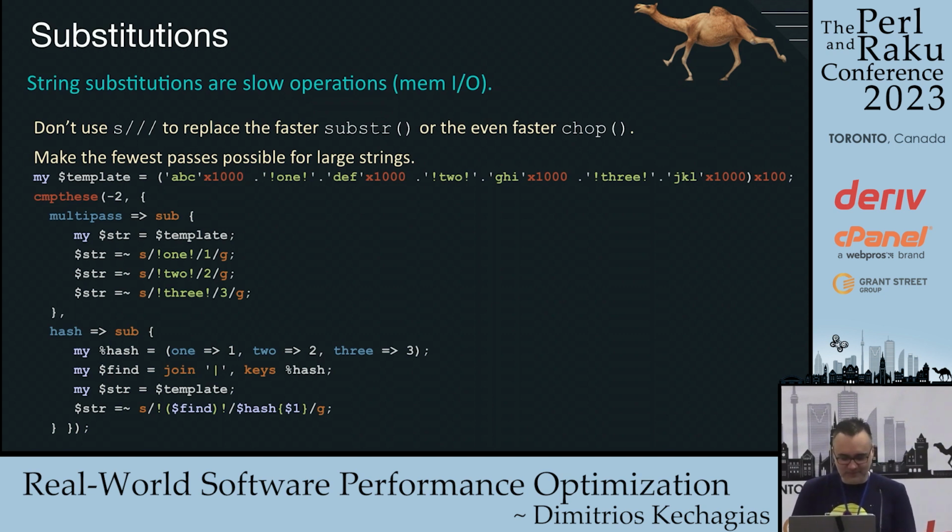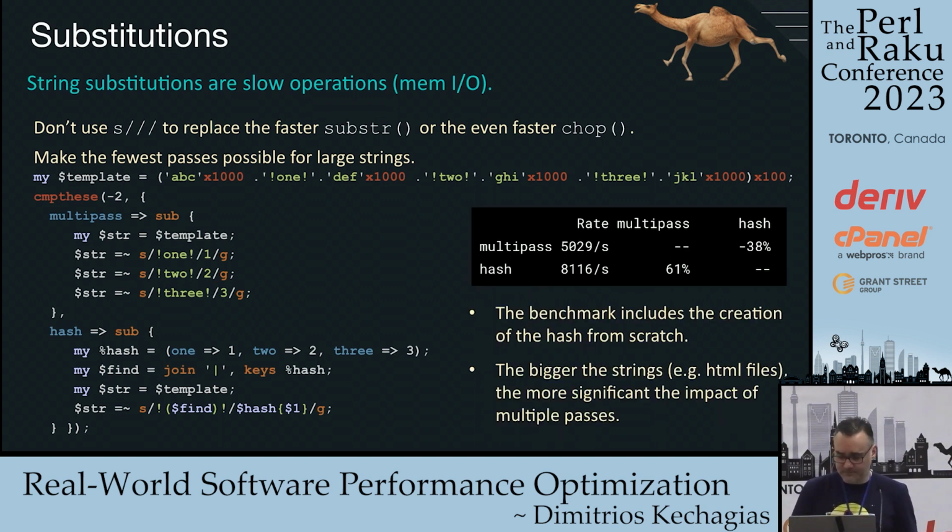So I'm trying to replace 3 placeholders with either 3 passes or create a hash, and then I search for all of them at once, and it's faster. So it's the rule of 3. It's already faster. If you have more placeholders, it will be faster and faster because the time will be almost constant for the hash. So this has a big impact if you use big strings like HTML templates, for example.